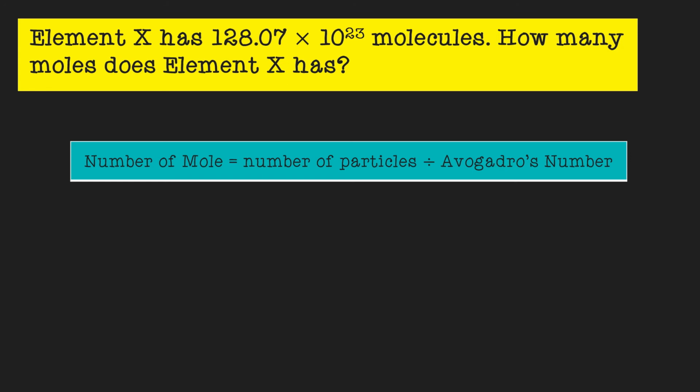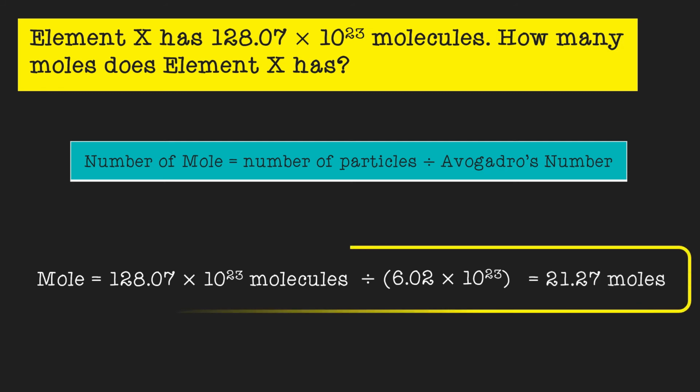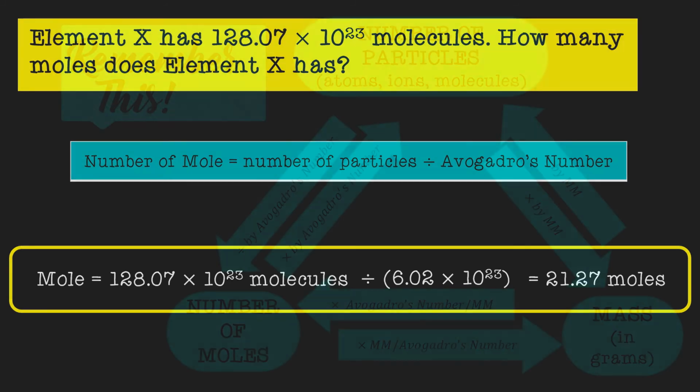Substituting the given variables, moles is equal to 128.07 times 10 raised to 23 molecules divided by 6.02 times 10 raised to 23 particles, which is equal to 21.27 moles of element X.